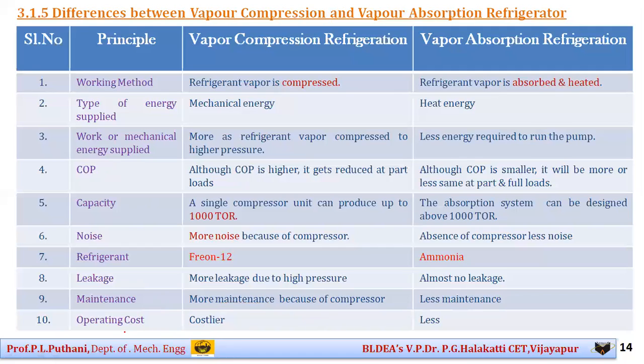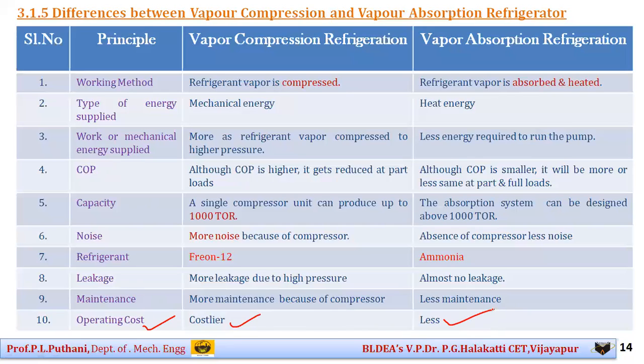Then regarding the operating cost, students, the operating cost for the VCR is a little bit costly because, as I said, the designing of the compressor itself is a big challenge, and it consists of moving parts. You need to lubricate the compressor continuously, and you have to check whether it is working properly or not. If there is a damage in the compressor, then the entire system fails. So you can say that it is a much costlier process. Comparatively here, we don't have a compressor, and it is a cheaper process.